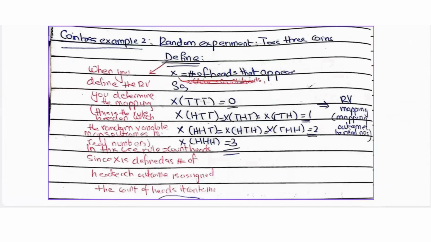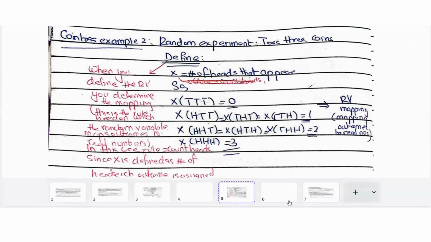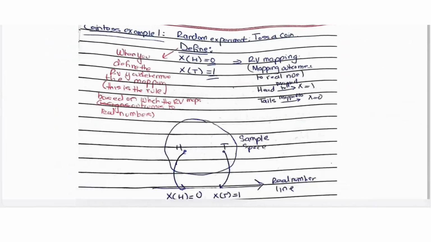Let's look at another example. Say we have a random experiment where we toss 3 coins. Now here I've defined the random variable x as the number of heads that appear. So when you define the random variable, you determine the mapping. This is the rule based upon which the outcomes in the sample space get mapped to real numbers. In this case, the rule I've defined is count heads. Basically, what I'm saying is x is defined as the number of heads. So each outcome is assigned the count of heads it contains. Over there, we defined the random variable by explicitly specifying the numbers I want it to take, right?